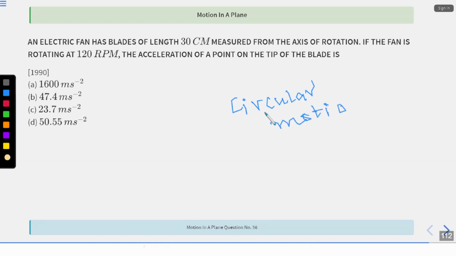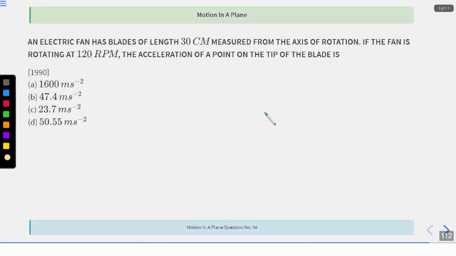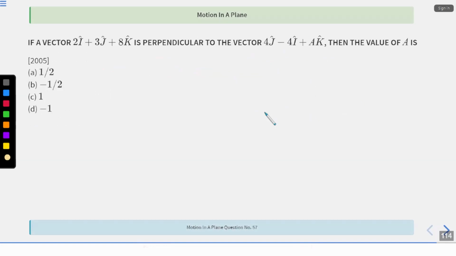So here centripetal acceleration will be calculated. Just applying the formula, centripetal acceleration is equal to omega square r. Here we can write this as 4 pi square v square r, basically, omega is what? 2 pi v, right? So squaring it, you'll get this, okay? And then substitute the values and you'll get 23.7 meter per second square. And that is our option C. Okay, moving on to the next question.